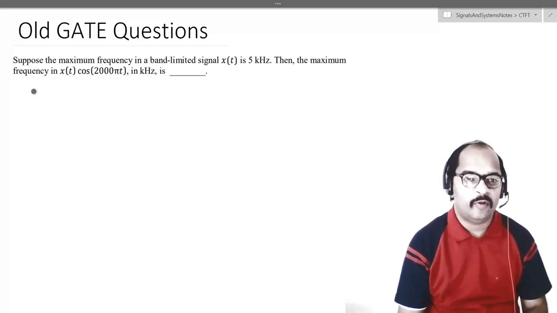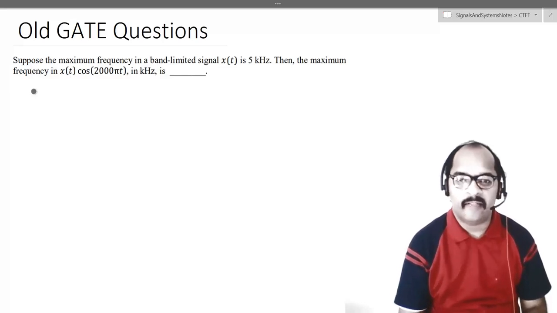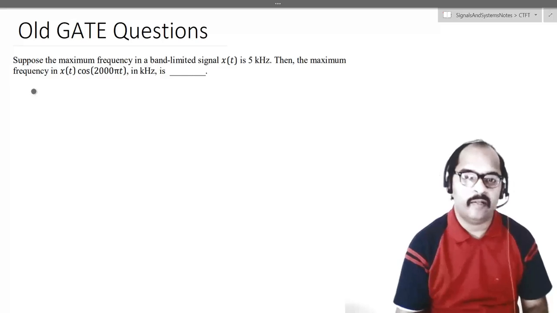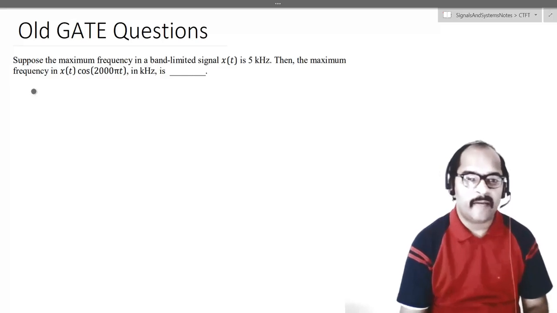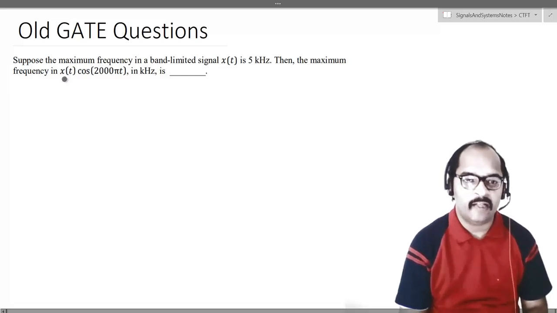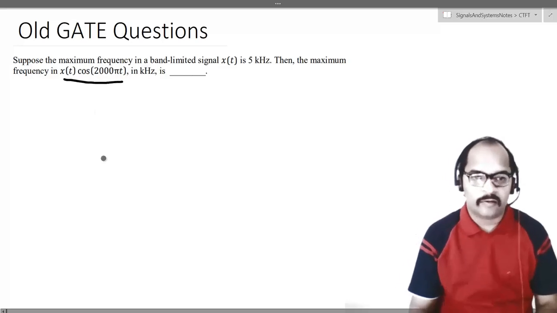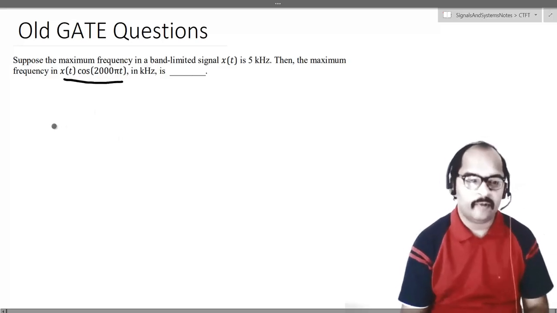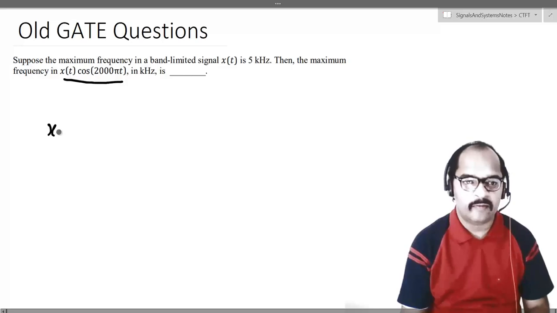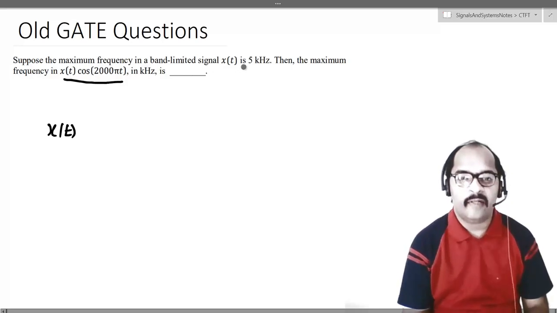Next, let's move on to the next problem. The question is this: the maximum frequency of a band limited signal x of t is 5 kilohertz. Then we have to find the maximum frequency of this new signal, which is x of t cos 2000 pi t. So what is given about x of t here? x of t is band limited with 5 kilohertz, meaning its bandwidth should be how much?